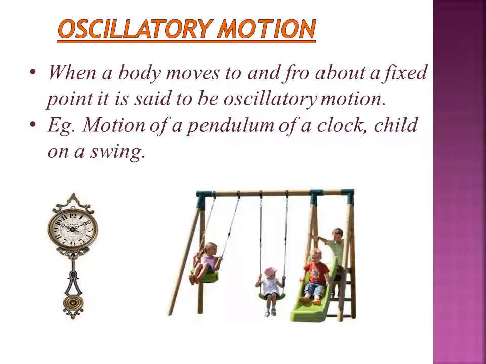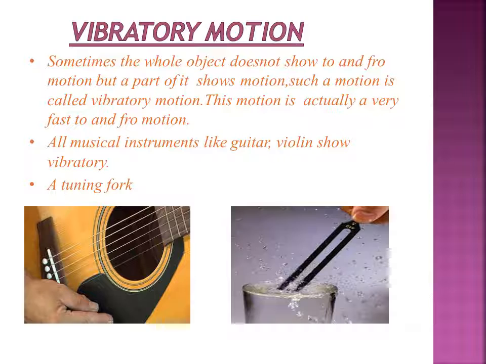Okay, but we have differentiated them into two types of motion. Another example of oscillatory motion is the heartbeat of a healthy person. Okay, that is also oscillatory motion. Then let's move towards the last motion, that is called vibratory motion. What do you mean by vibratory motion?